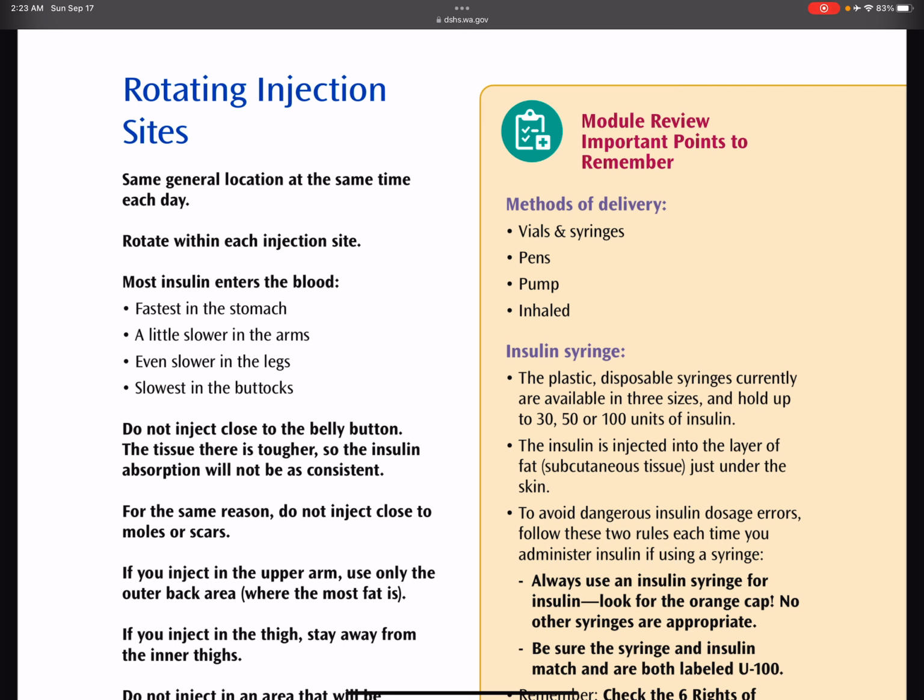If you inject in the upper arm, use only the outer back area where there is more fat. If you inject in the thigh, stay away from the inner thigh. Do not inject in areas that will be exercised soon. Exercising usually increases blood flow, which causes insulin to be absorbed at a faster rate.